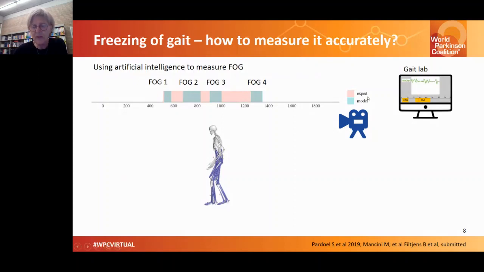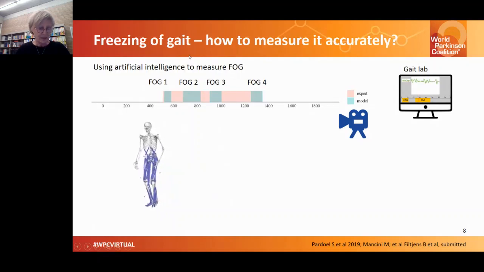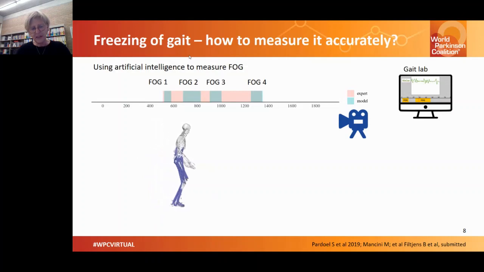And we compared that with an expert that based freezing annotations on video recordings. So you see there are quite some discrepancies in the pink and the green colors, and this is already indicated by the expert as freezing. And within that full and disturbed turn by a freezing phenomenon, you see that the algorithm actually detected smaller and more specific freezing episodes. So this method, I think, is promising.